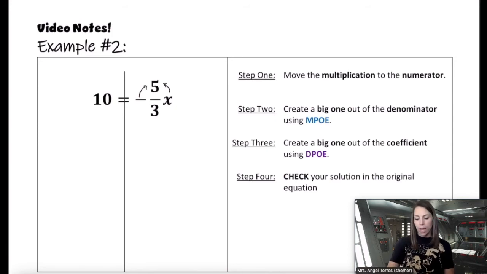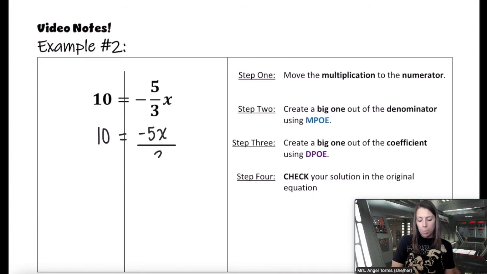So what does that look like? Well, our new equation will be 10 equals negative 5x all divided by 3.